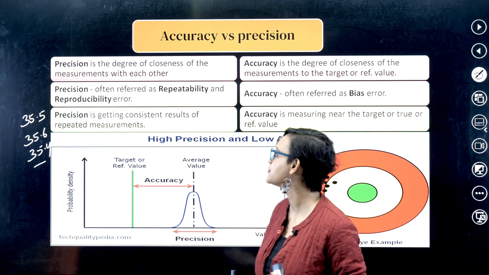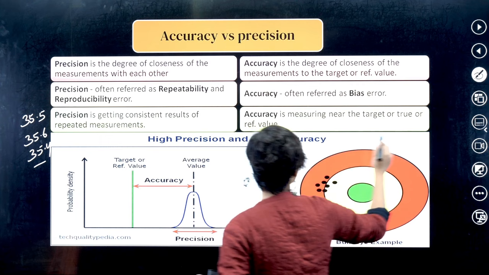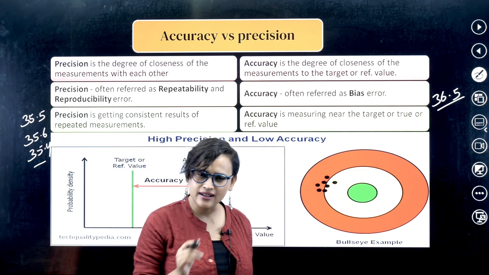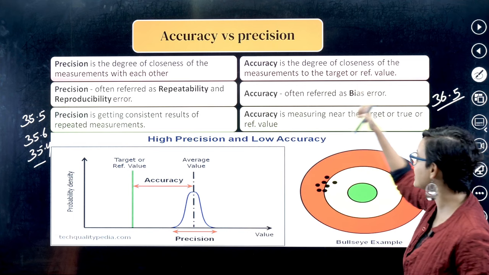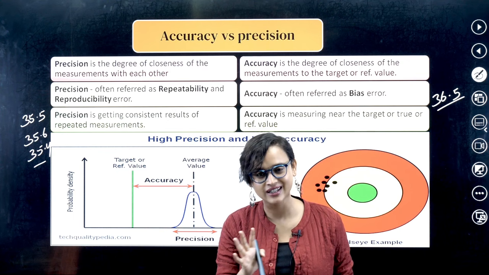Accuracy is the degree of closeness of the measurement to the target reference value. Actually, your weight was, let's say, 36.5. So 36.5 and 35.6, there is a difference of 1 kg. Are you getting my point? So that is the accuracy. There is a difference of 1 kg in the accuracy, but only 0.1 difference in the precision. Got my point? Easy peasy.